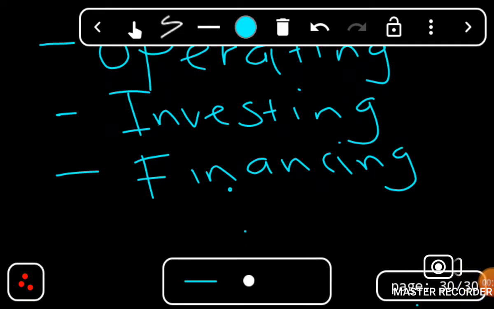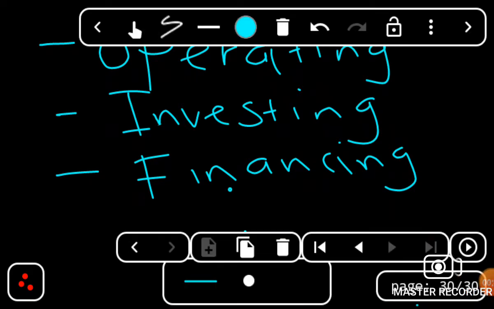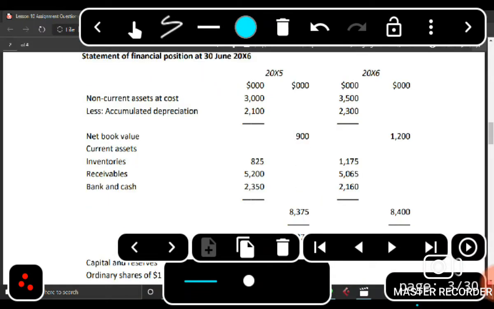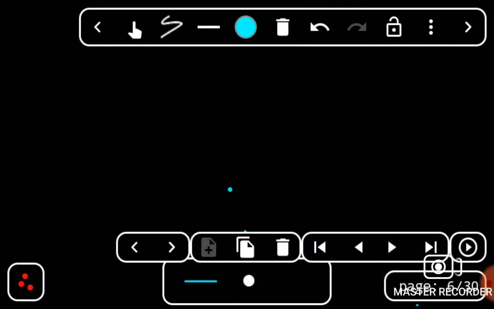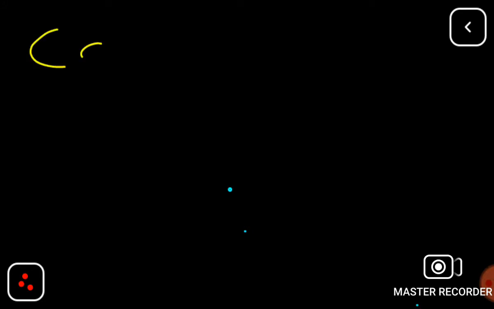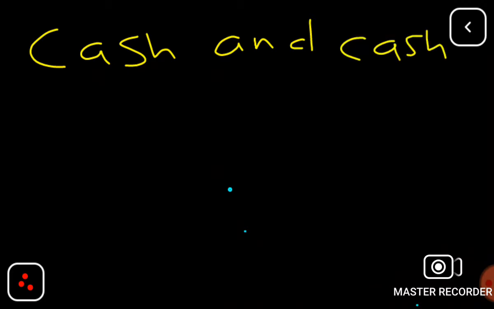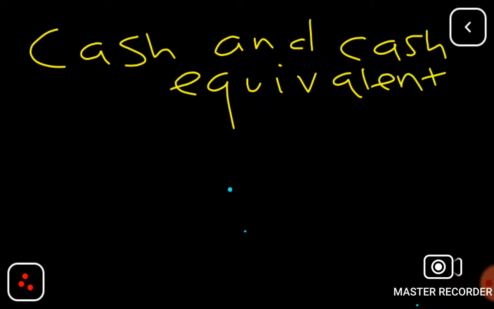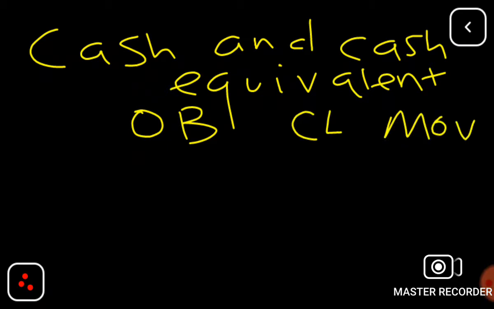Okay, so now before you do anything under the cash flow, the only thing that you should check for are the following. You have to calculate your cash and cash equivalent. So you must know your opening balance. Okay, so you have to know your opening balance and your closing balance and your movement. Okay, you have to know these things.